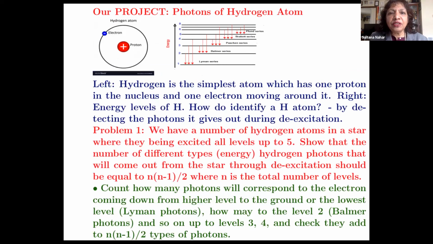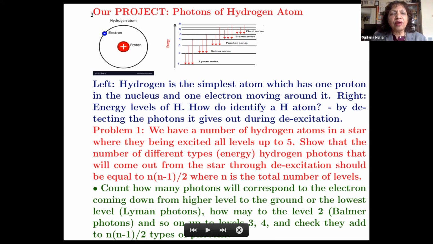Okay, so our project is the photons of a hydrogen atom. The hydrogen atom is the simplest atom. It has a proton and one electron going around it. So when it is in its own permanent orbit, it is in the ground level, we say ground state. If it jumps to a different orbit, we can have all kinds of energy levels. So these levels show the energy diagram for hydrogen. So how do you identify a hydrogen atom? By detecting the photon it gives out during the excitation.